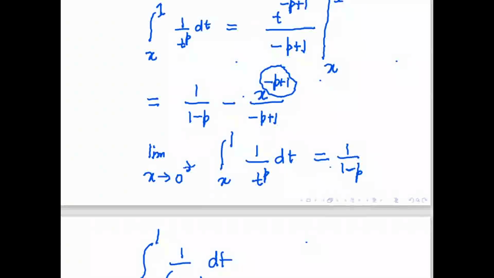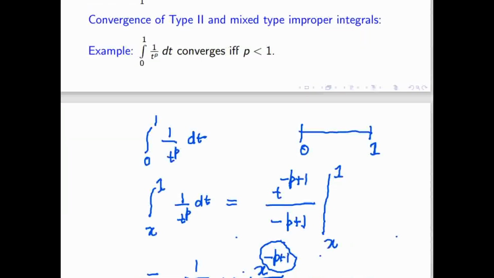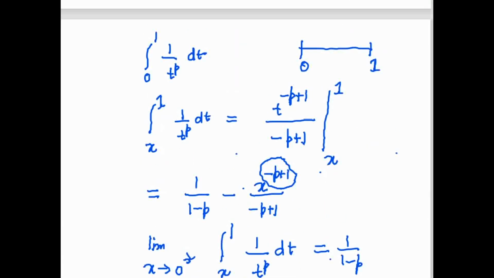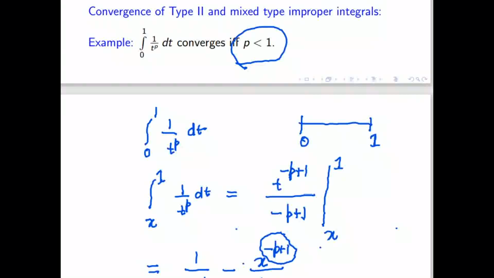Sir, but it is coming as 0 to the power 0. Why 0 to the power 0? How do you know the p value is 1? It is given that p is less than 1. Yes, sir. p is less than 1, so 1 minus p will be greater than 0. Oh, yes. So in that case only it is converging. When p is greater than 1, we are not saying anything. Even equal to 1, we are also not saying anything.